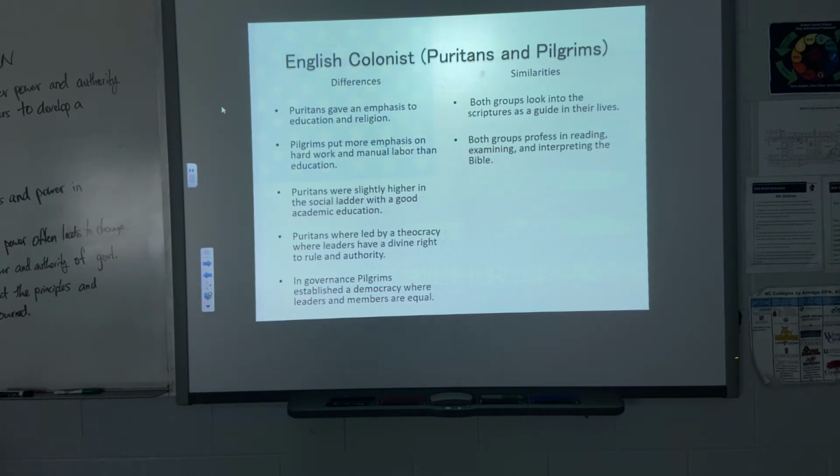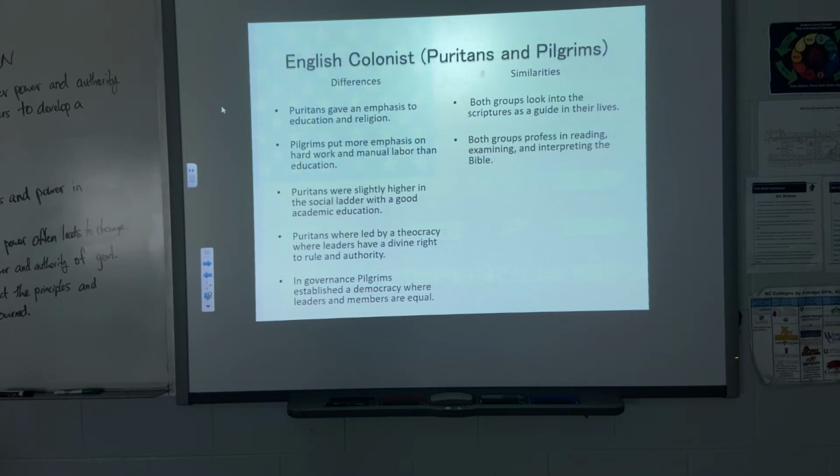Remember that in Pilgrim governance, they established what is known as a democracy. Democracy is where people rule. Very important that you know that. Democracy is where people rule. Again, no authoritarian, no totalitarian. Democracy where people rule. So again, they are vastly different as far as their governmental systems.